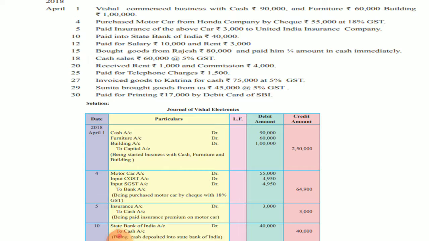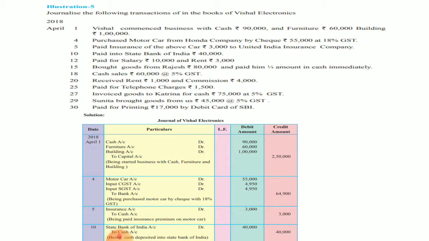So credit what goes out. State Bank of India is the receiver, so debit the receiver, and cash is going out of the business, so credit what goes out of the business. So being cash deposited into the State Bank of India. So these are our entries.